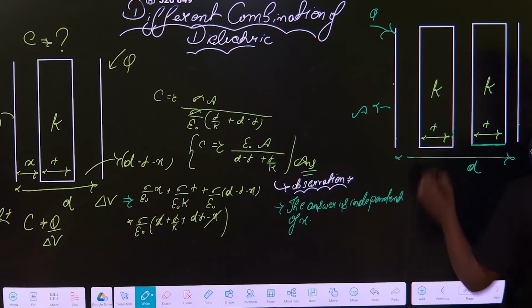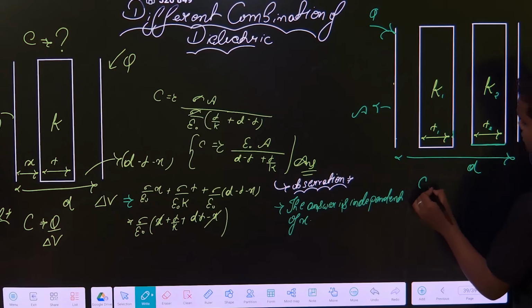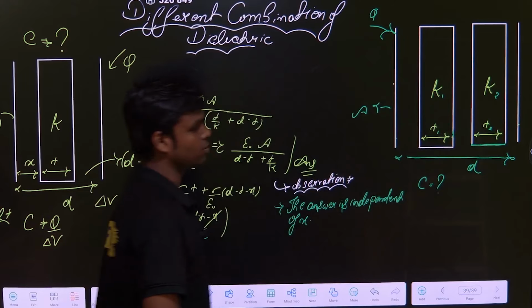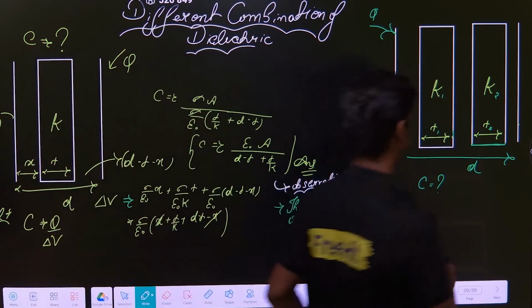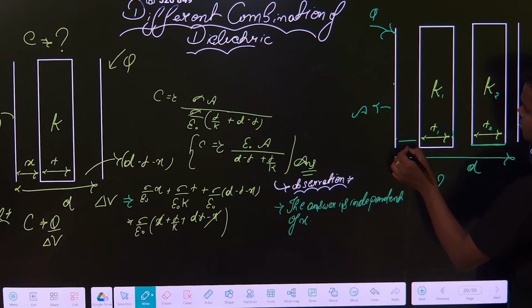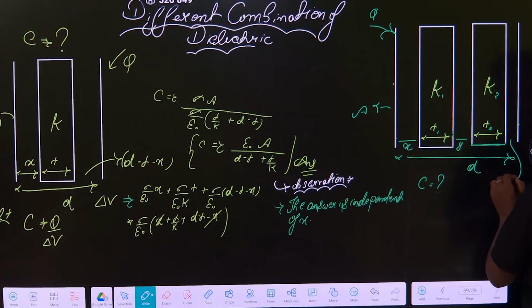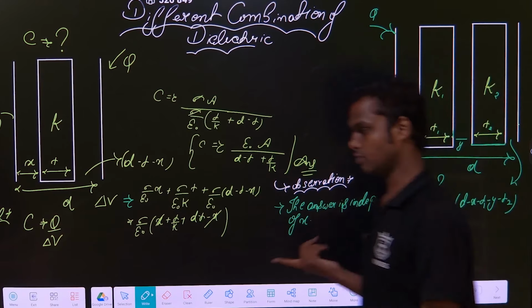Everything is given. Suppose this is K1, this is T1, this is K2, this is T2, like that. Now for this, can you tell me what the capacitance is? If you understand this concept, you can directly tell the value. You can take this distance as x, this as y. So what will this distance become? This will become t minus x minus t1 minus y minus t2, correct?